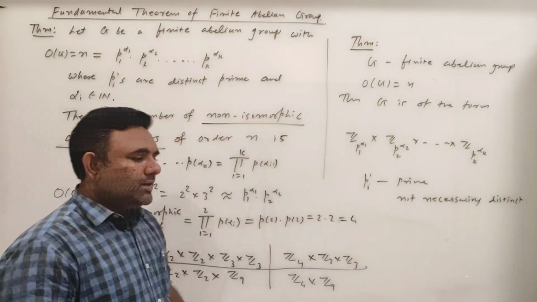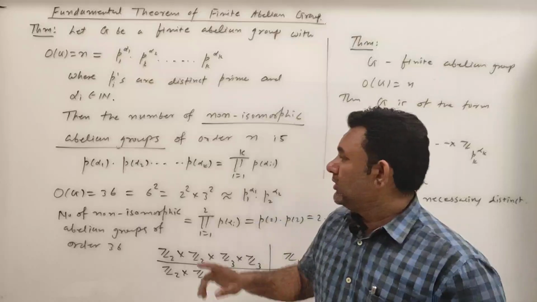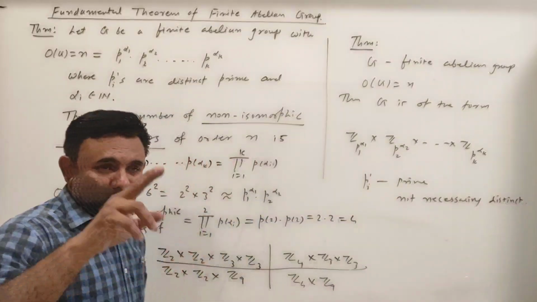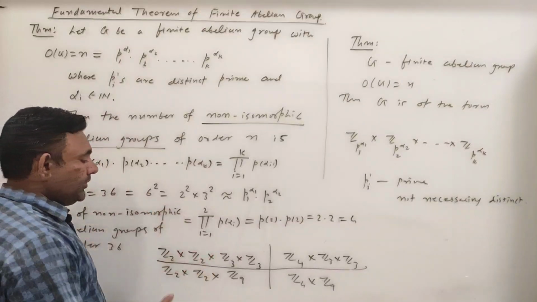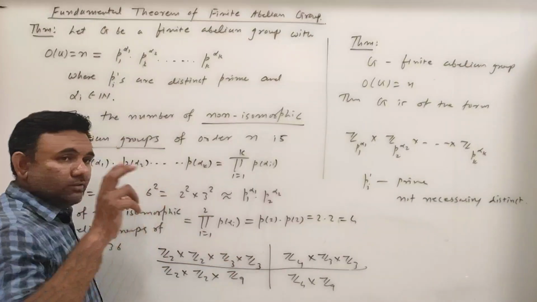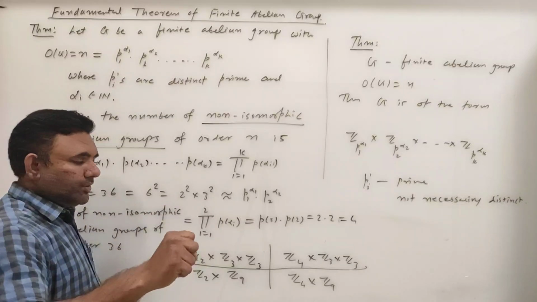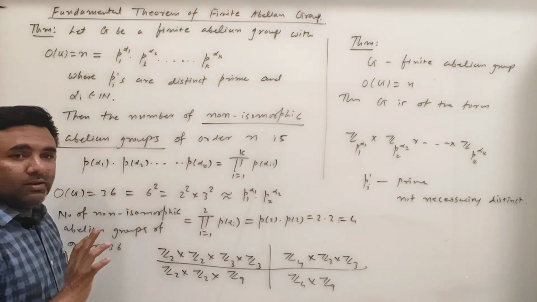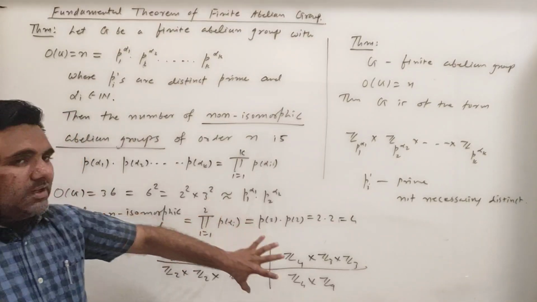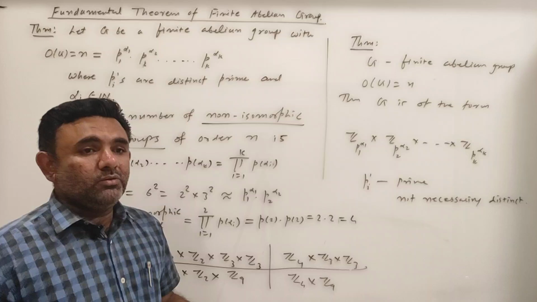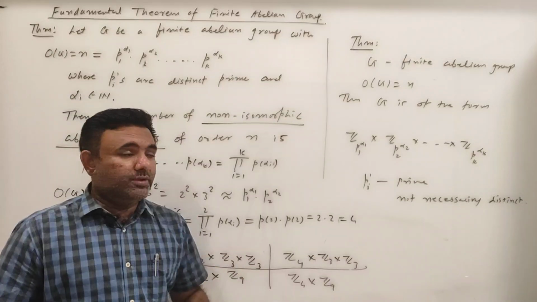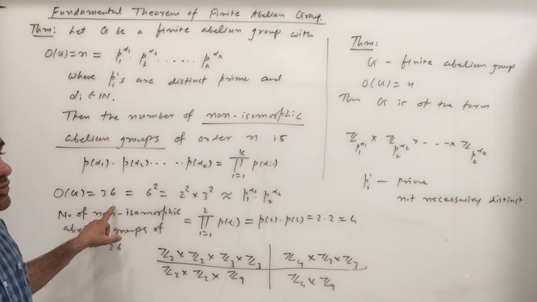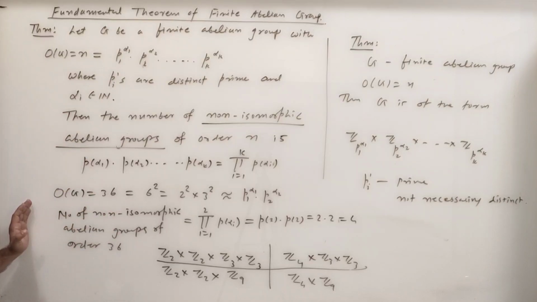Now if you consider any group of order 36 and if it is abelian, then that group must be isomorphic to one of them. वो 36 ऑर्डर का ग्रुप या इसके जैसा होगा या इसके जैसा होगा या इसके जैसा या इसके जैसा. ये 4 टाइप के ही हो सकते हैं, इसके सिवा कोई दूसरी टाइप नहीं हो सकती अबेलियन ग्रुप की जिसका ऑर्डर 36 हो, right? So that is the meaning of this theorem, right?